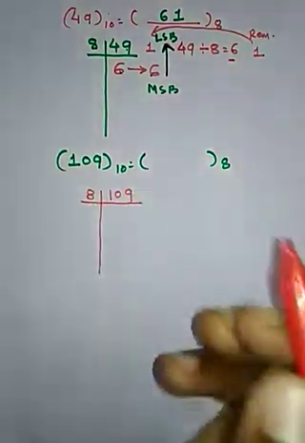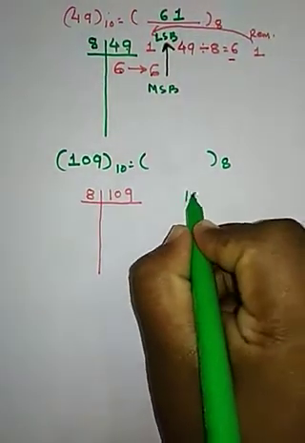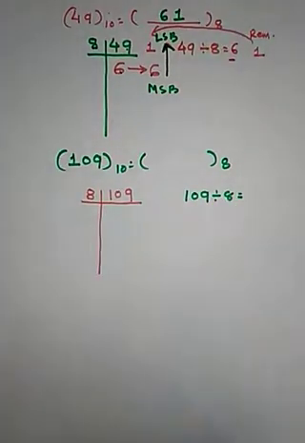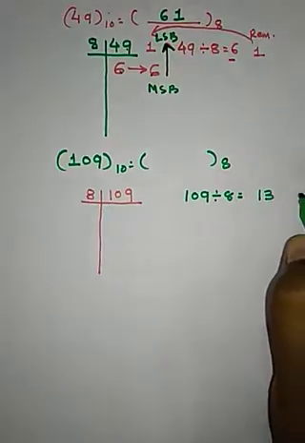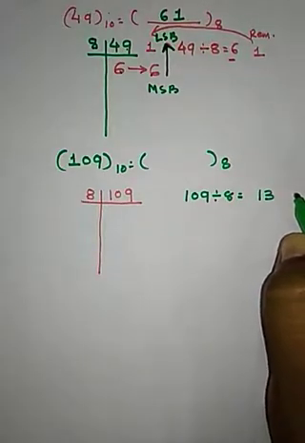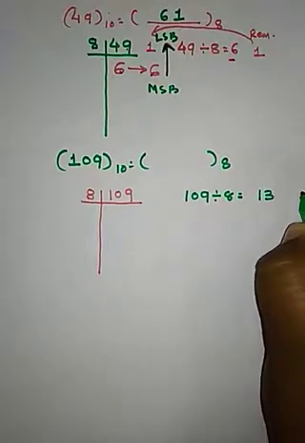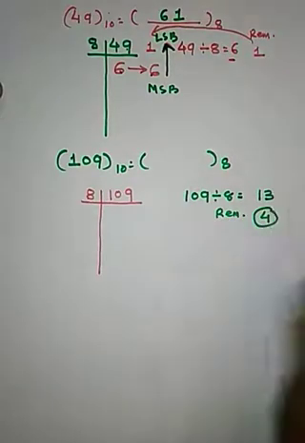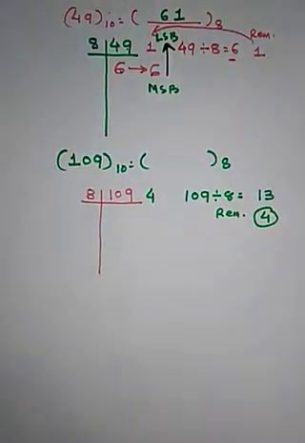Now this 109 is divided by 8. What will be the answer? So 109 is divided by 8. The answer is 13. What will be the remainder? Here remainder is a 4. Okay, so this 4 is to be written here. Here we have to write this 13.